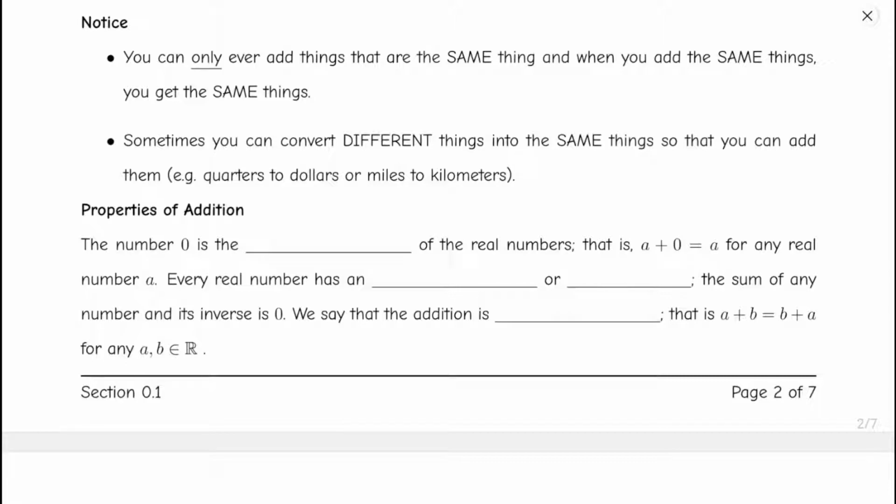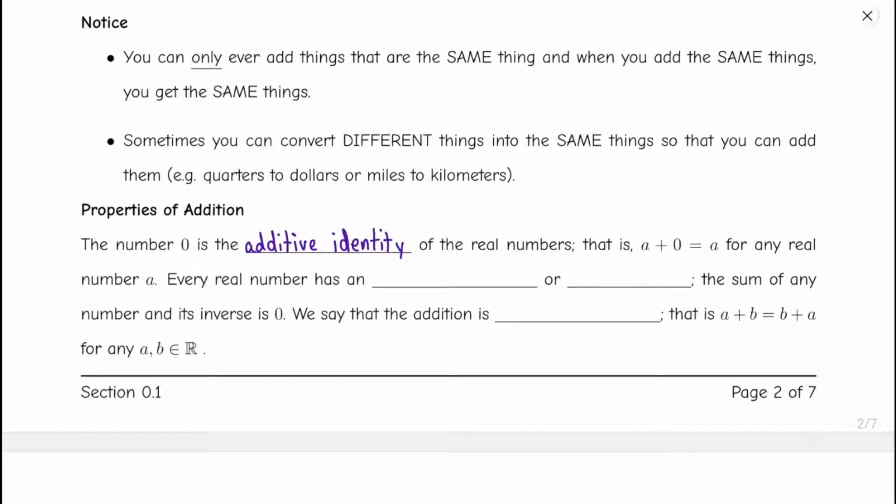Properties of addition. The number 0 is the additive identity of real numbers. That is, a plus 0 equals a for any real number. In other words, when you add it to a number, that number stays identical to itself. It doesn't change.